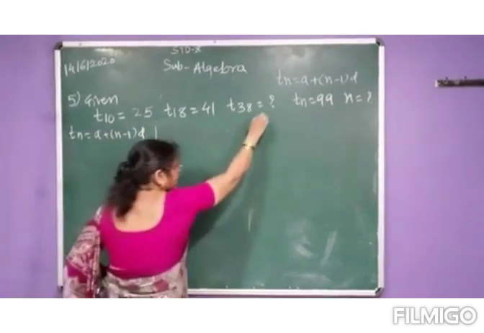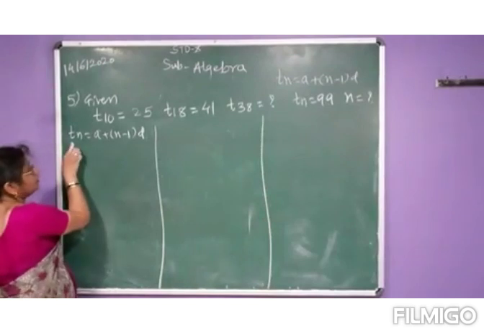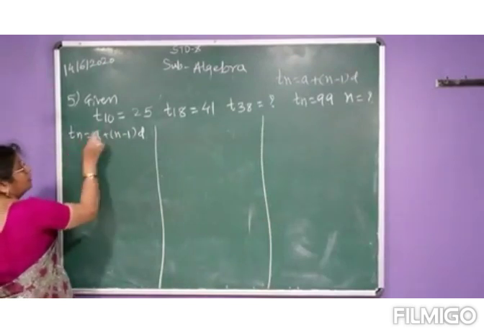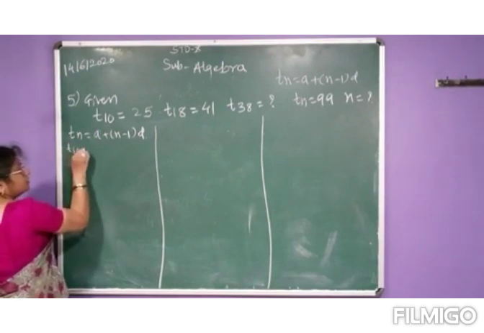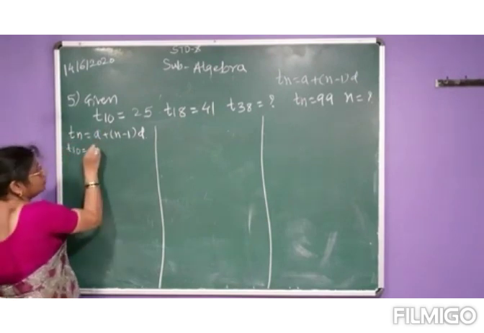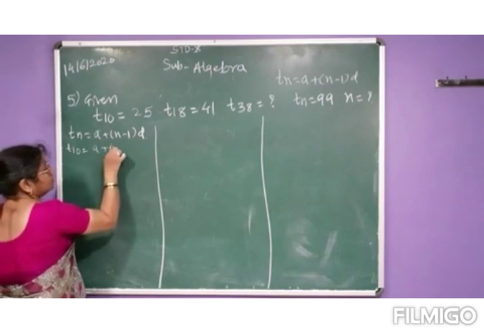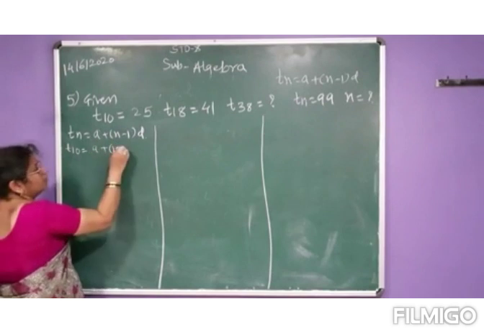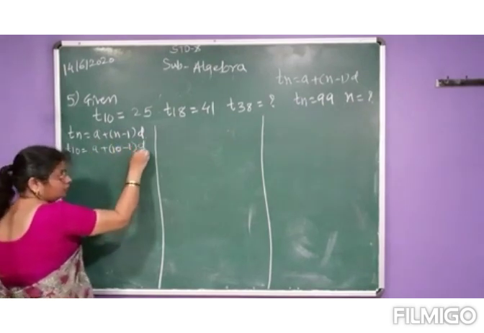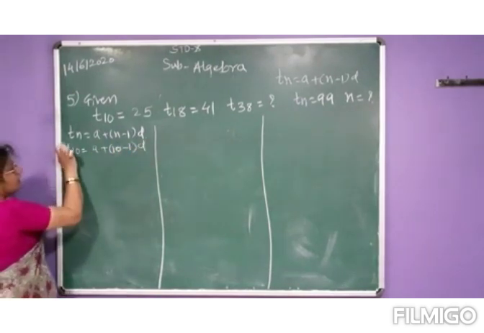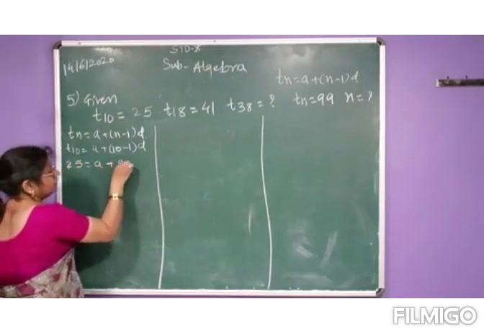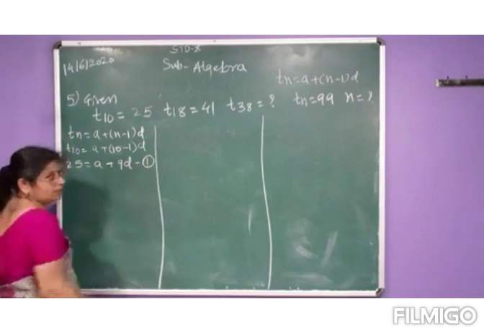Now see, first we will use T10. I will substitute T10 here. T10 is equal to a plus n minus 1 into d. You have to find out a. For n you can write 10, because it is the 10th term, minus 1. d you don't know. But T10 is given as 25. So a plus 9d is equal to 25. This is your equation number 1.